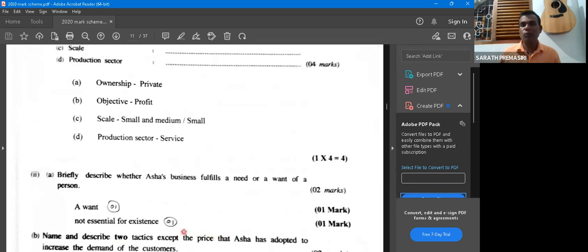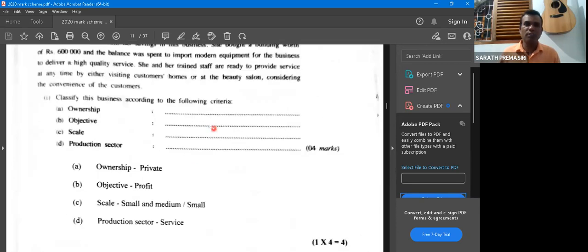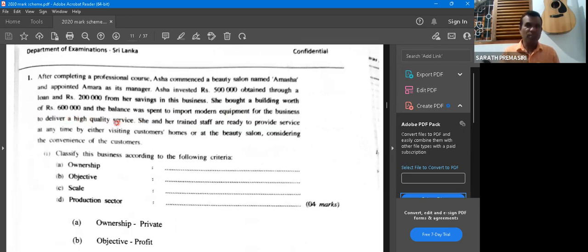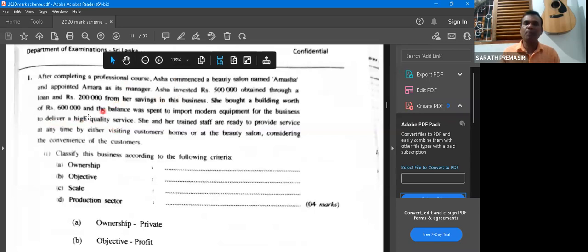Yes, very good. Using modern equipment. Here you see in the passage, she uses modern equipment for the business to deliver high quality products. You see, now quality product is concerned. Quality product, it is a promotional strategy. Supplying quality product is a promotional strategy. What are the other strategies except price strategy she uses? Anyone?